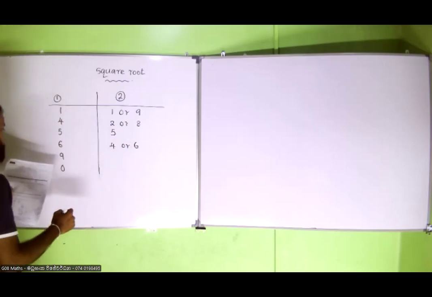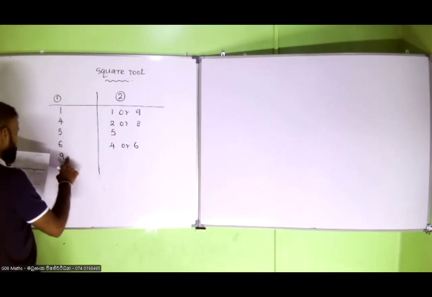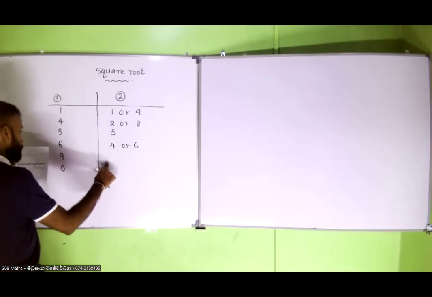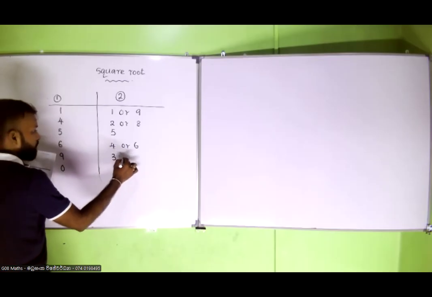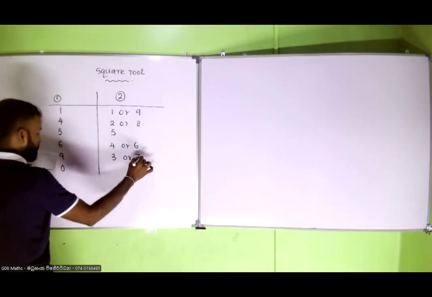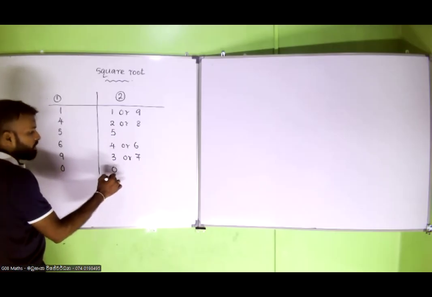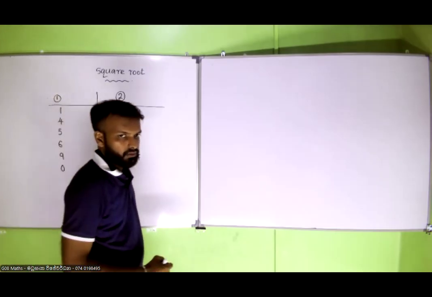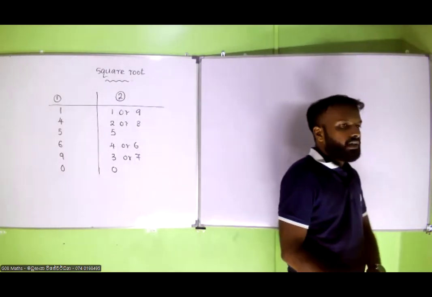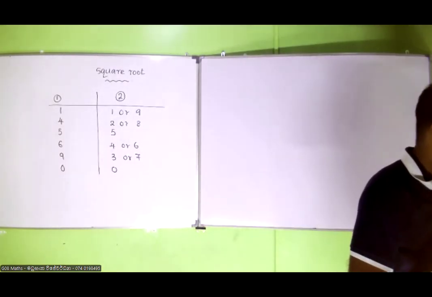You cannot understand this, right? If the units place of the perfect square is 9, the square root's units digit can be 3 or 7. If this is 0, then it is 0. Take it as it is.